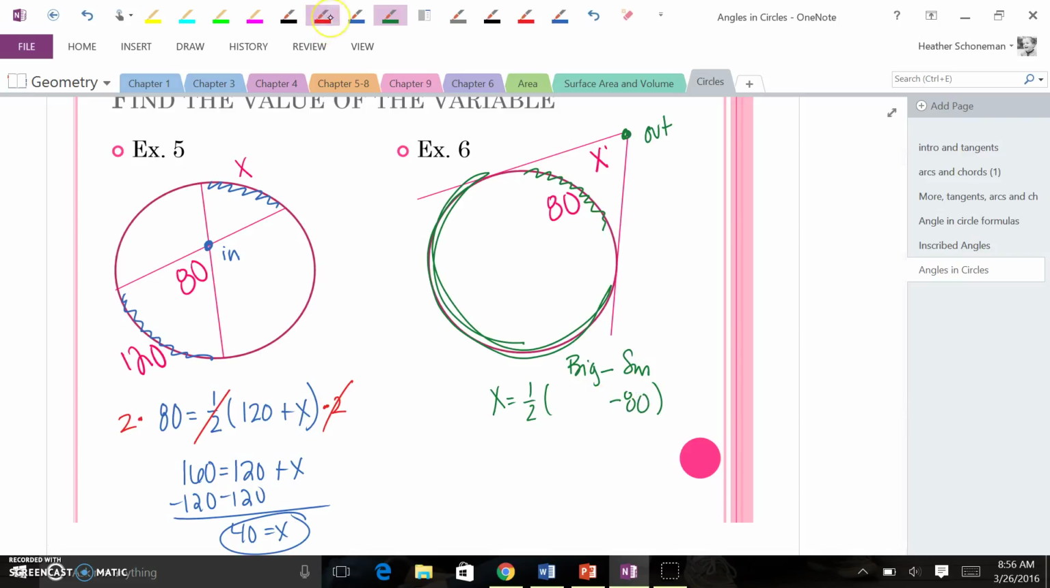Now, we don't know the big arc directly, but we do know that the small arc and the big arc form a circle. And in a circle, all the arcs have to add to 360. So if I take 360 minus 80, that gives me 280. So now we know that the big arc is 280. So now to simplify this, 280 minus 80 is 200. Half of 200 is 100.